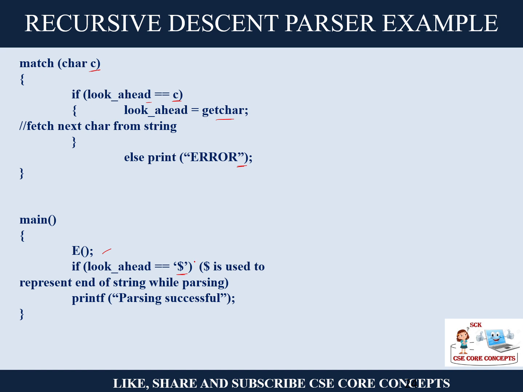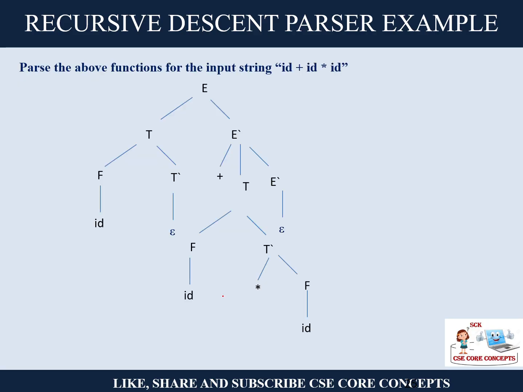So in between, if you do not encounter any error condition and you reach till the dollar symbol, that means your parsing has been successfully done. Let us take one string and try to understand how the working will take place, and simultaneously we can draw the parse tree. So the string is id plus id into id, right?